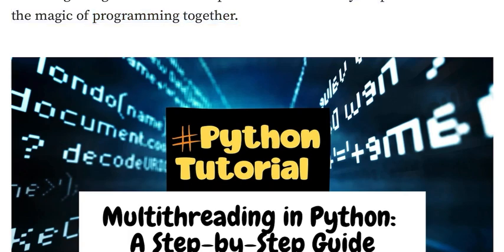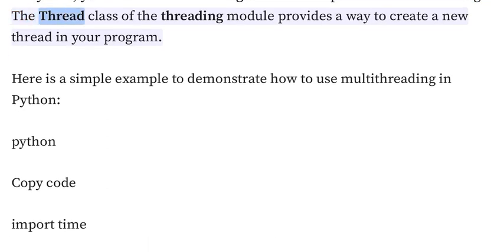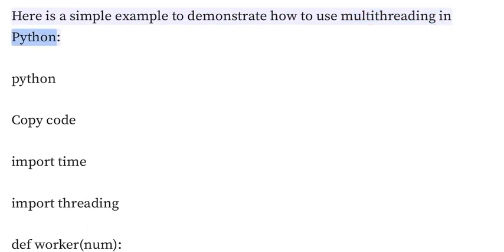In Python, you can use the threading module to implement multi-threading. The Thread class of the threading module provides a way to create a new thread in your program. Here is a simple example to demonstrate how to use multi-threading in Python.